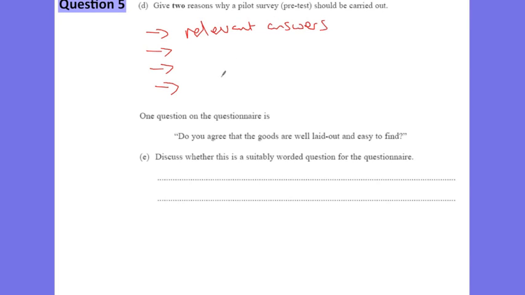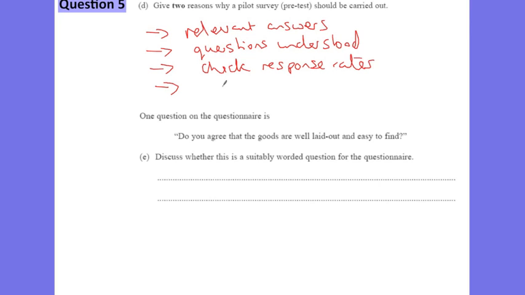It also makes sure that the questions are understood. It checks response rates. It also checks design. And this in particular is related to the response boxes. So any of those 2 reasons are valid reasons for running a pilot survey.